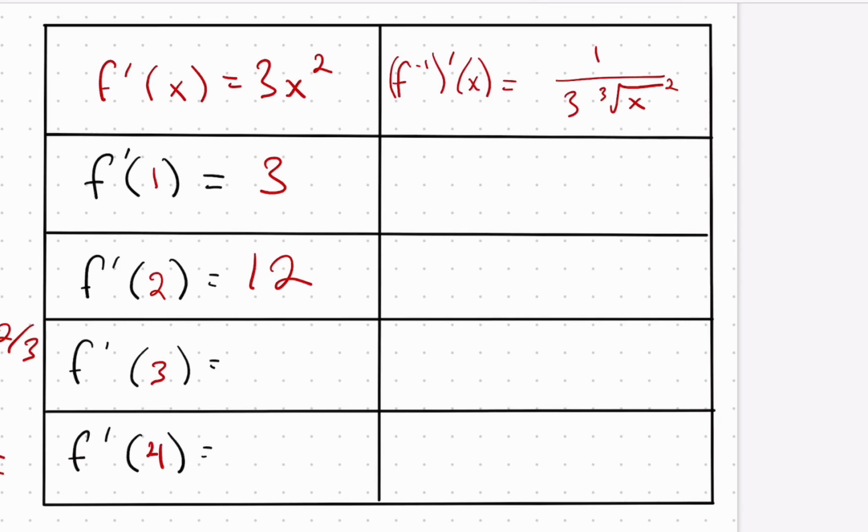f prime of 3 would be 3 times 3 squared. 3 squared is 9. 3 times 9 is 27. And f prime of 4 would be 3 times 4 squared. 4 squared is 16. 3 times 16 is 48.